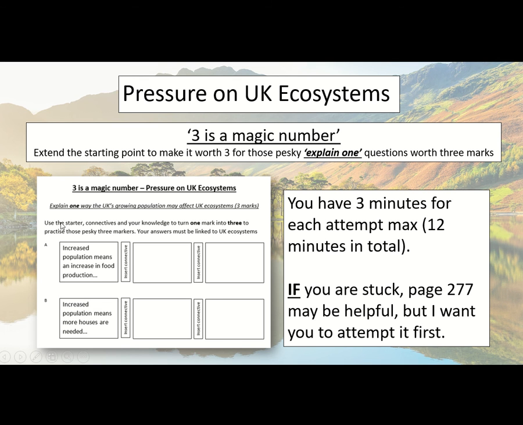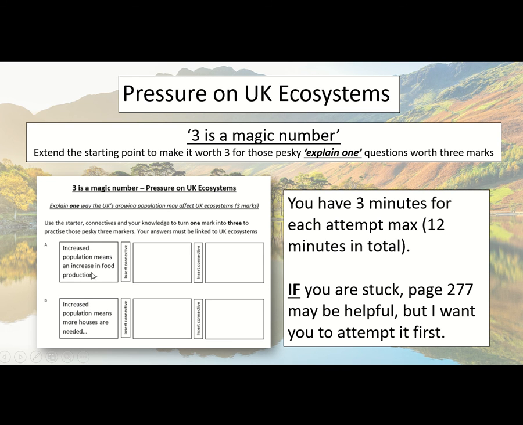So you can see here I've started it: increased population. It's all to do with population. Remember, this whole challenge is about the increase in population and the impact that has on consumption and ecosystems. So increased population means we need more food, an increase in food production. That is one way the growing population can affect ecosystems. But what I haven't done in my explanation, so this would be worth 1 mark, tick, is explain how, and I haven't gone far enough.